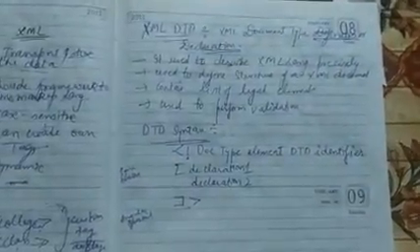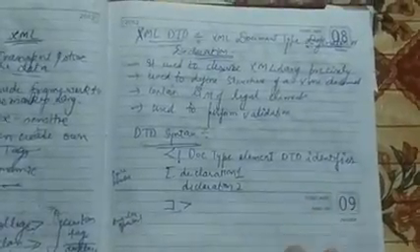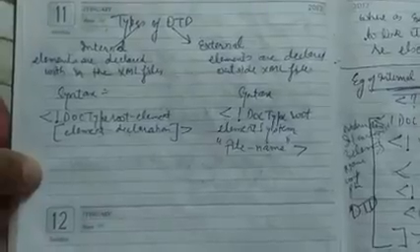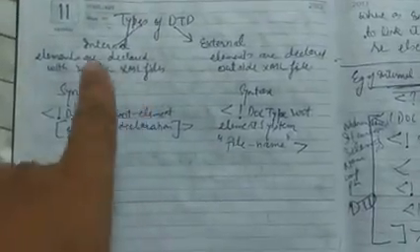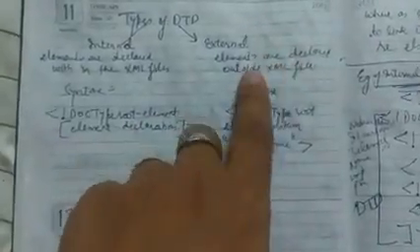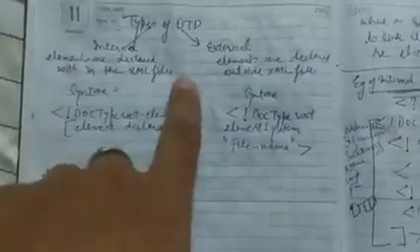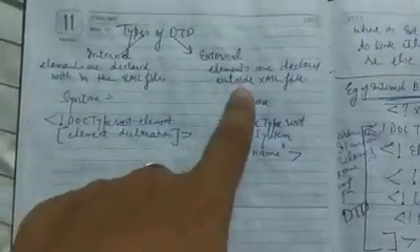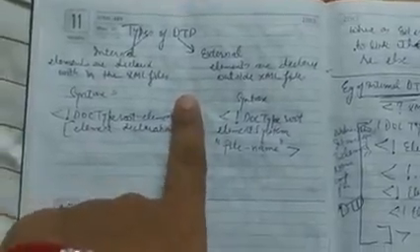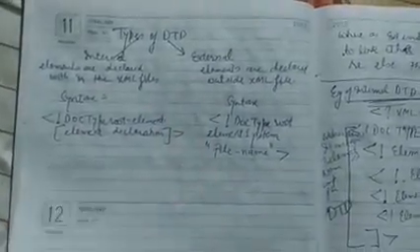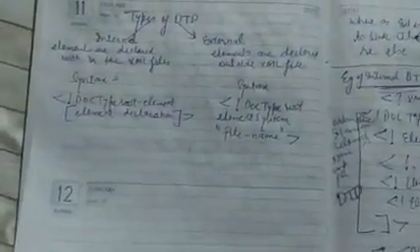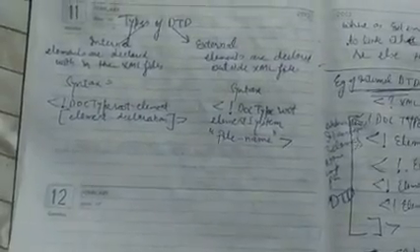DTD is classified into two types: internal DTD and external DTD. Internal DTD elements are declared within an XML file, and external DTD elements are declared outside the XML file. It is just like CSS, as we already discussed in our classroom. What is CSS? It is a Cascading Style Sheet. It is also very useful to create our web forms in a very creative manner.